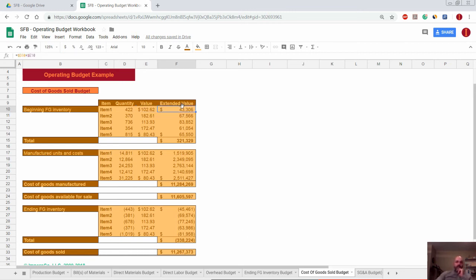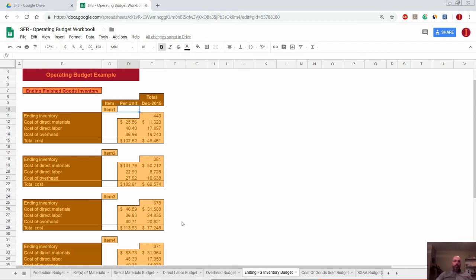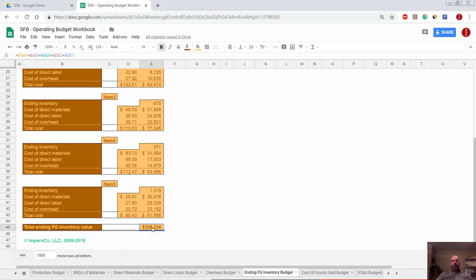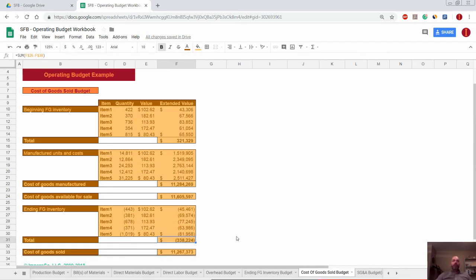And it gets multiplied out. So same thing, it's just the quantities that are different. Doing the same thing here with beginning finished good inventory that got done with ending finished good inventory. Okay, you see these amounts are just the inverse because they get subtracted out when calculating cost of goods sold. But the total is the same as 338,224. Remember, that was right down here, the total value.